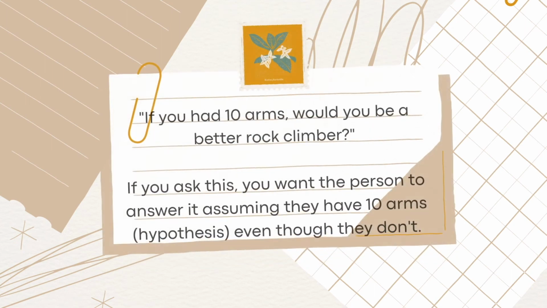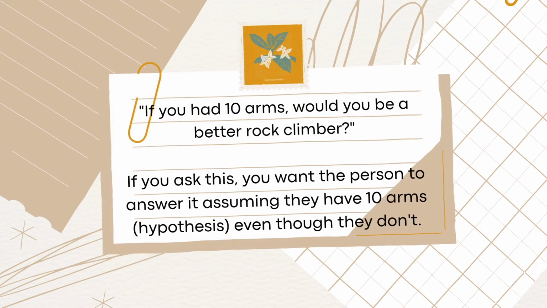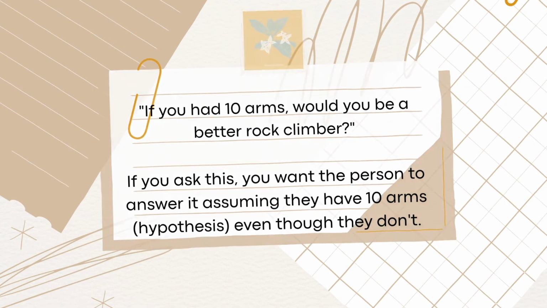So, as strange as that sounds, we do this conversationally as well. So, for example, say you asked one of your friends, if you had 10 arms, would you be a better rock climber? If they play along, they would answer the question assuming that they have 10 arms and tell you what would happen. So in this case, having 10 arms is the hypothesis, and the person that's answering your question is drawing conclusions based on that hypothesis, even though they do not and never ever will have 10 arms.